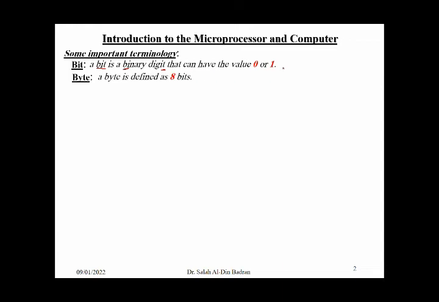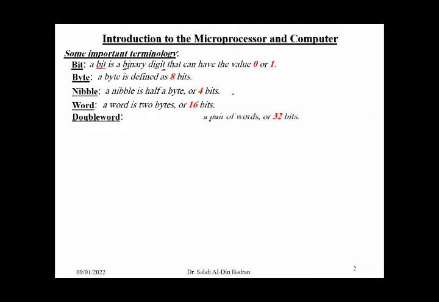Byte is defined as 8 bits. So a byte is a set of zeros and ones of 8 digits only. Nibble is half a byte, or 4 bits only. Word is 2 bytes or 16 bits. Double word is a pair of words or 32 bits.